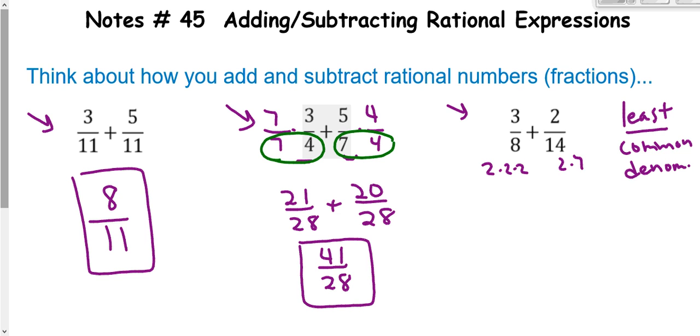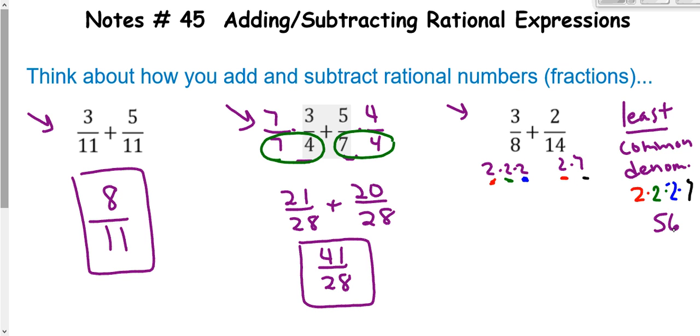So our least common denominator is going to have a 2 because they both need it. It's going to have another 2 because one of them needs it. It's going to have another 2 because one of them needs it. And it's going to have a 7 because one of them needs it. So that's going to be 8 times 7, 56. So our least common denominator is going to be 56.